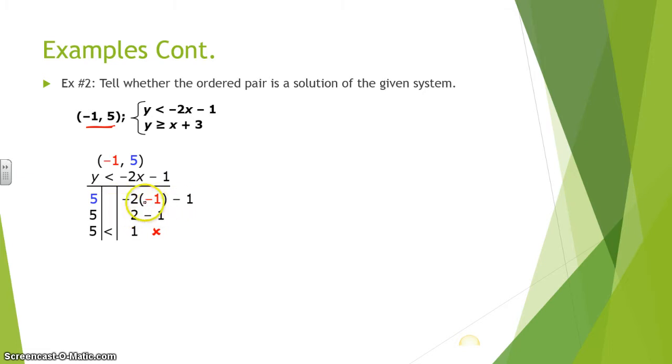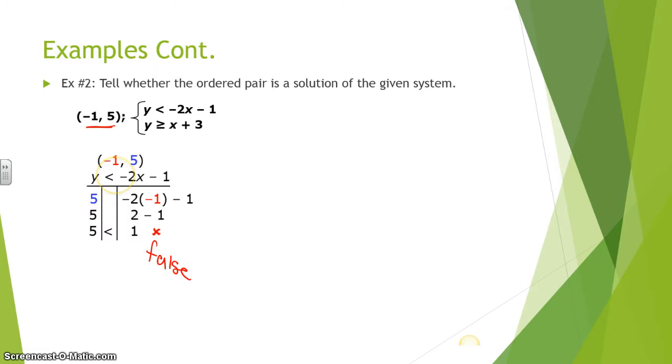-2 times -1 is +2, minus 1. 2 minus 1 is 1. Is it true that 5 is less than 1? No, this is false, because 5 is not less than 1.